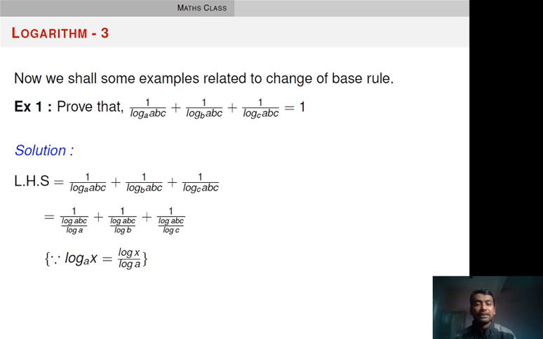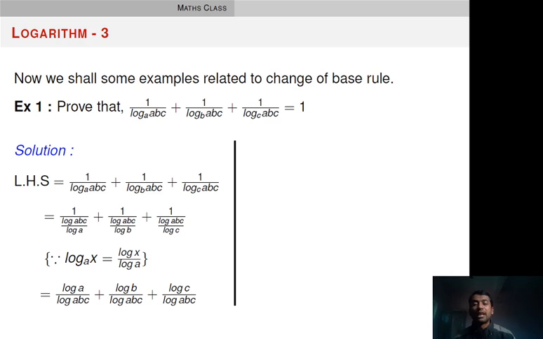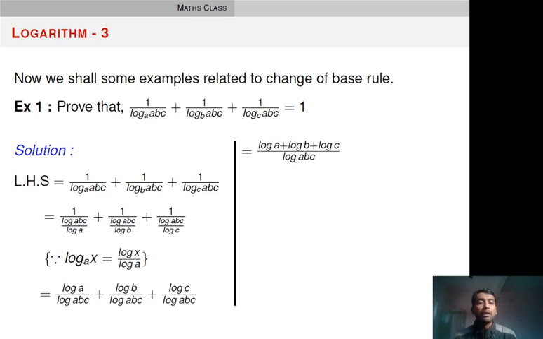So 1 is as it is, and divided by, applying the change of base formula, log abc divided by log a, plus 1 upon log abc divided by log b, plus 1 upon log abc divided by log c. Now the denominator of the denominator goes to the numerator, so using that concept we have log a upon log abc plus log b upon log abc plus log c upon log abc. Now you can see that the denominator is the same in all the terms. It will be the LCM, and we can write the term as log a plus log b plus log c divided by log abc.